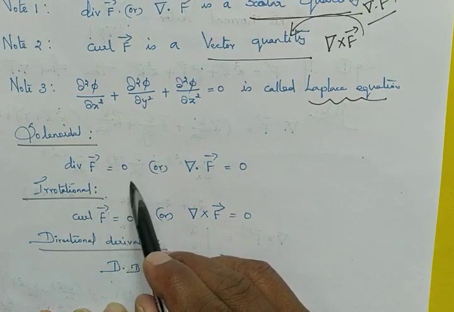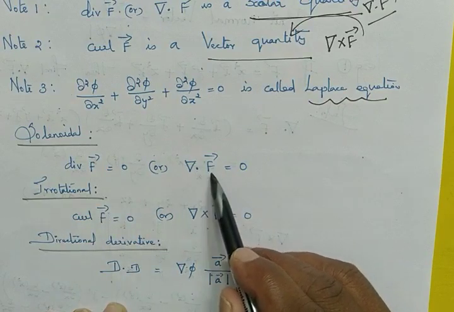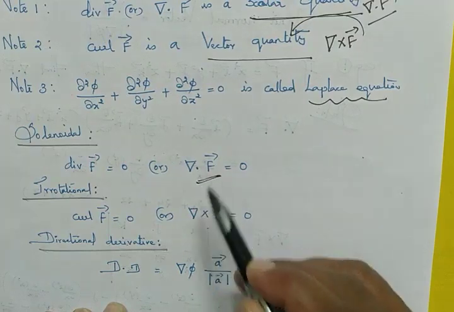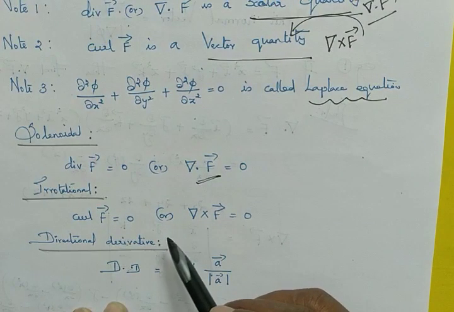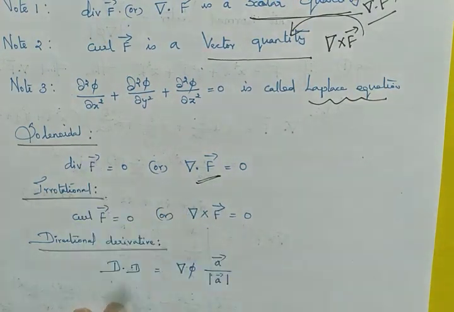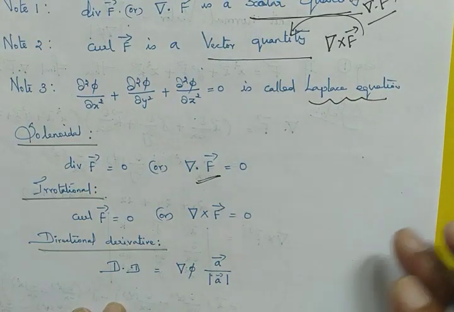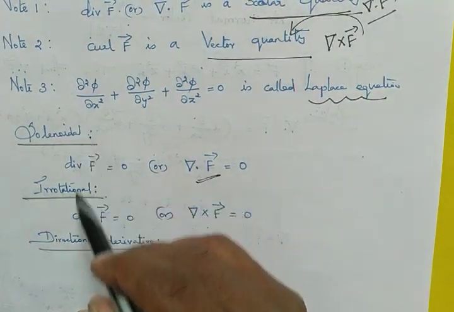I told you divergence is nothing but del dot f. If del dot f equals 0, the given vector is a solenoidal vector. At the time of the dot product, del dot f comes solenoidal. Very important, these two cases: solenoidal and irrotational.